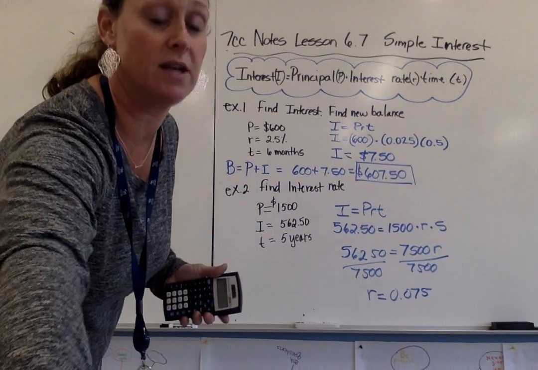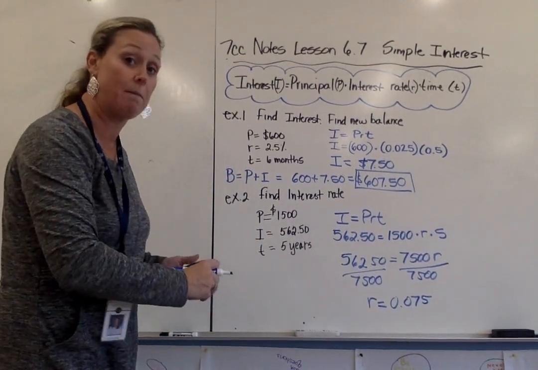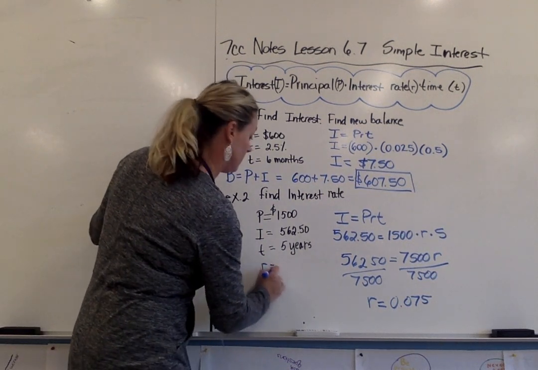Now, as an interest rate, that's written as a decimal. I need to transfer it back into a percent. So R is equal to 7.5%.